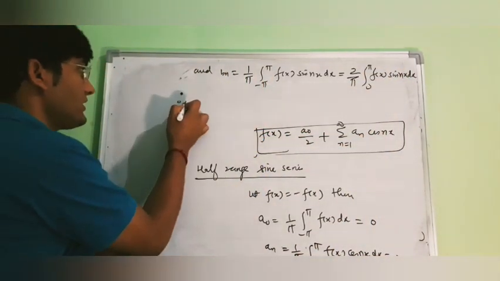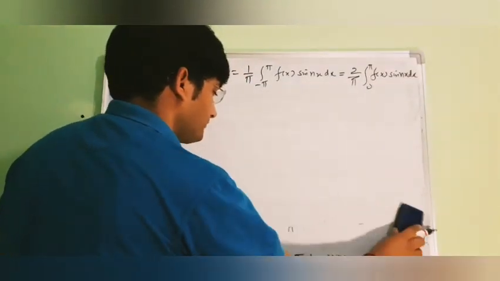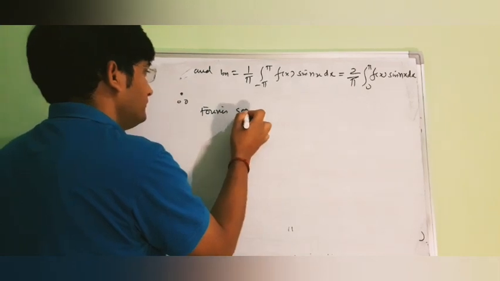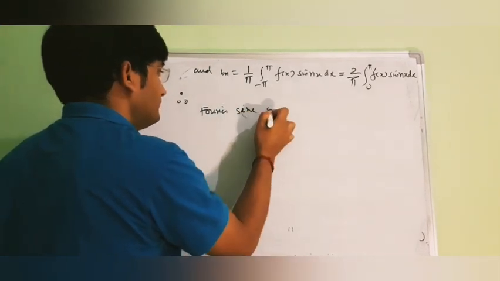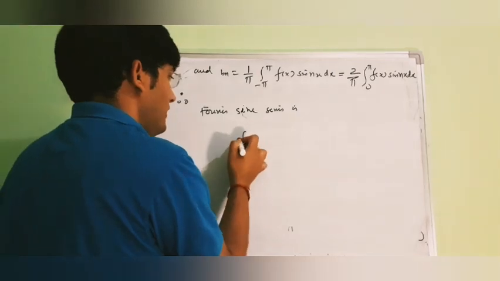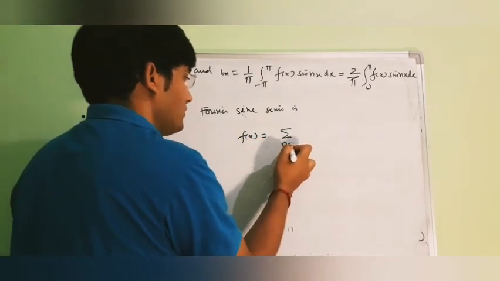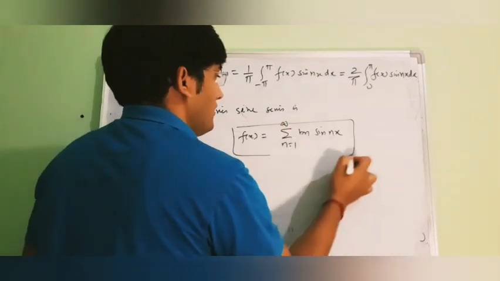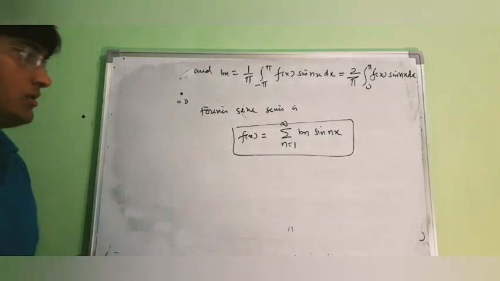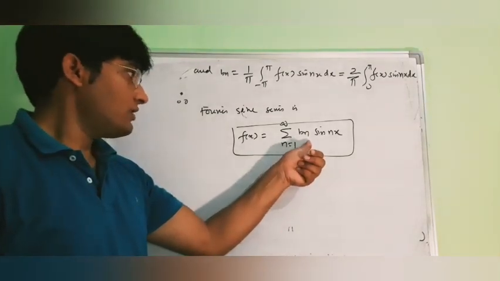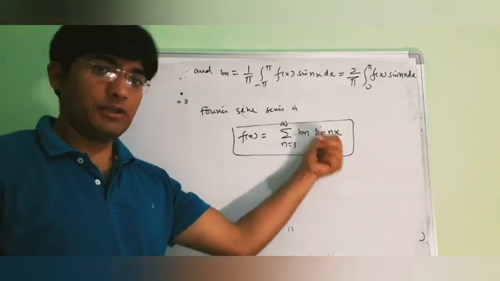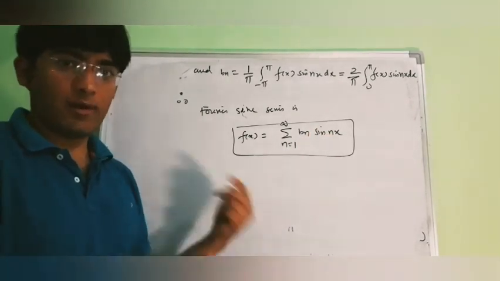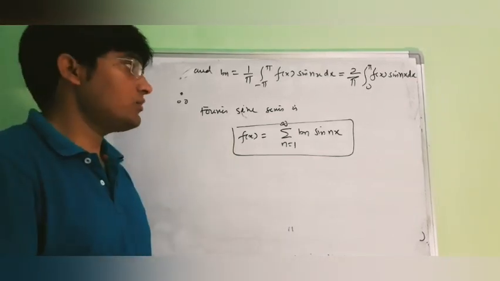Therefore the Fourier series in this case, the Fourier even sine series, is f(x) equal to the summation from n equal to 1 to infinity of bn sin nx. So this is your half range sine series. So it means in this case we will have to evaluate bn, and a0 and an will be 0, and in the case of half range cosine series we will have to evaluate a0 and an, and bn will be 0.